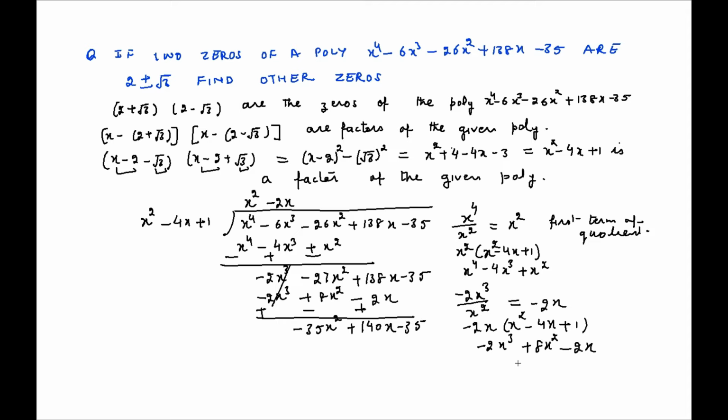So again write −35x² divided by x². You will have −35. That is the third term of the quotient. So −35 multiplied with this divisor, you will have −35x² + 140x − 35. Just change the sign. You will have 0 as a remainder.